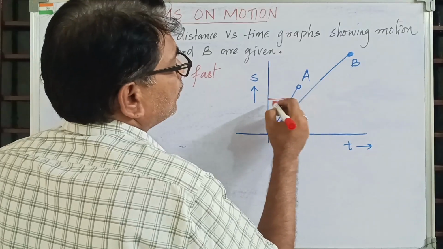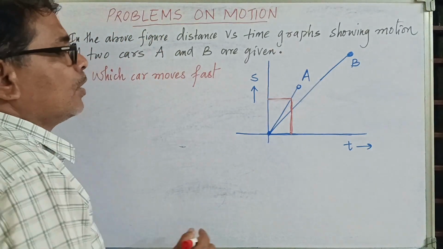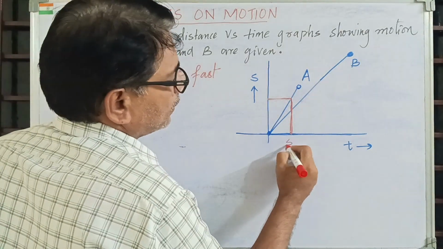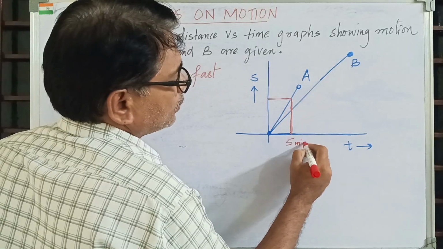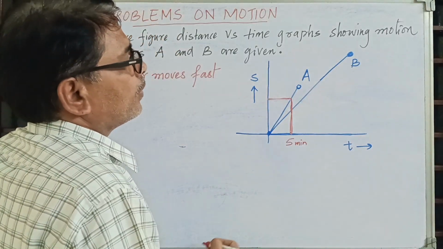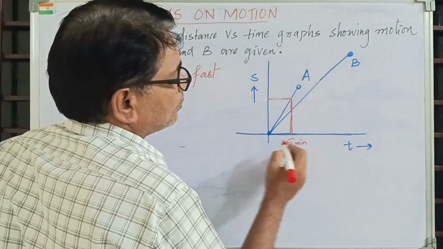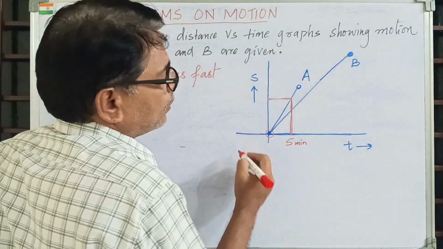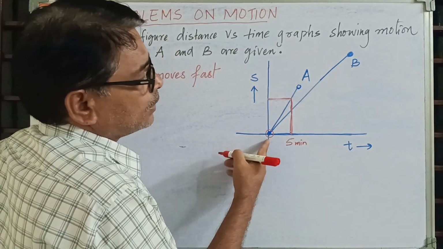What do you understand now here? What do you understand? Tell me. Say for a period of 5 minutes. Suppose that the time is 5 minutes, because time is taken on the x-axis and distance or displacement is taken on the y-axis. Say after 5 minutes, both cars started at the same time.